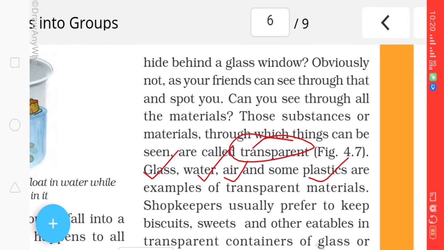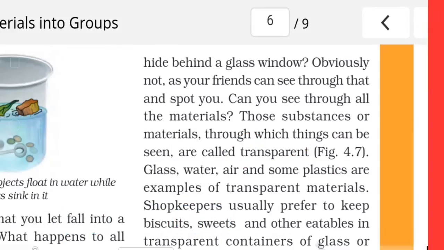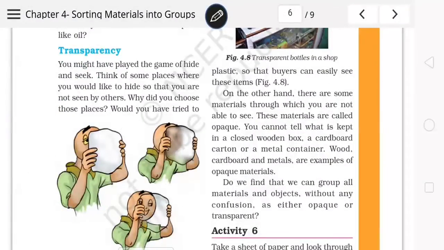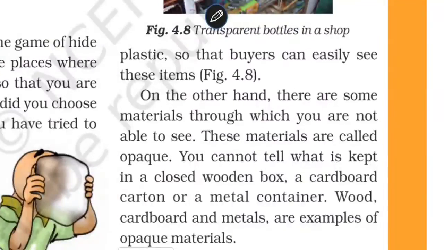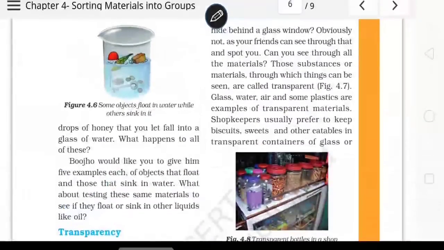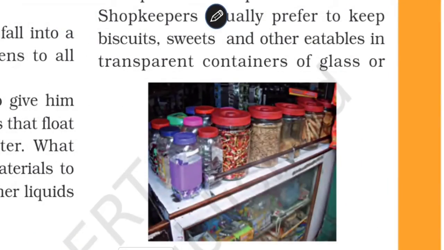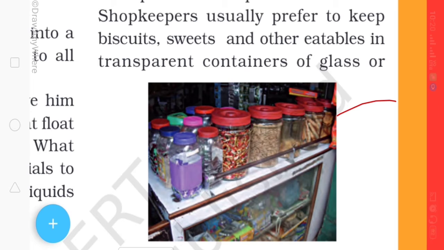Shopkeepers usually prefer to keep biscuits, sweets and other eatables in transparent containers of glass or plastic, so that buyers can see these items. Shopkeepers keep the sweets, chocolates, biscuits in a transparent container. All these bottles are transparent, because we can see through. We can see from the outside what is inside.